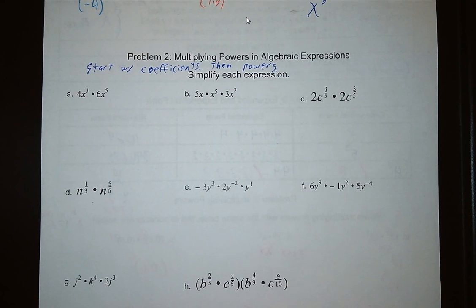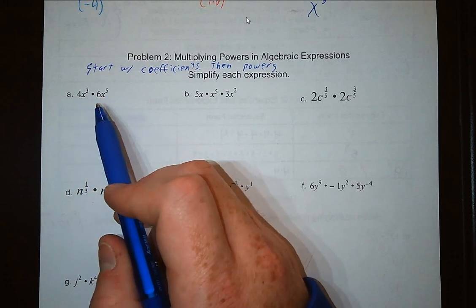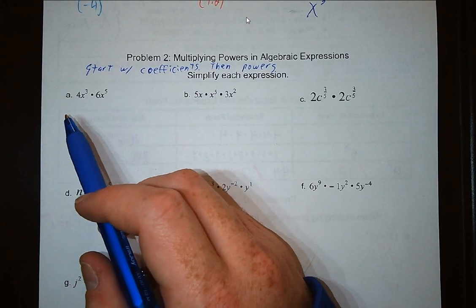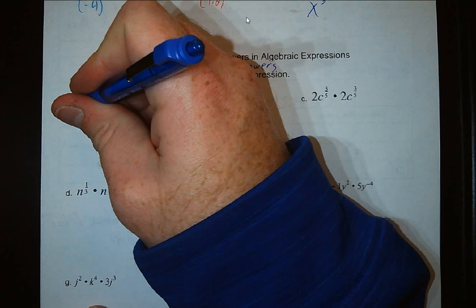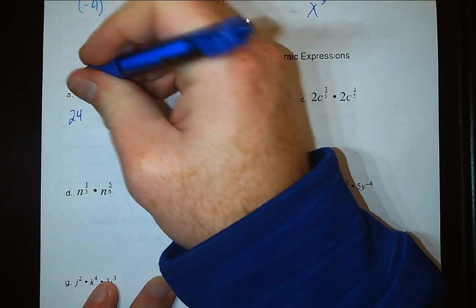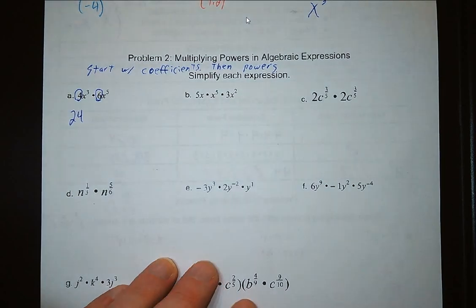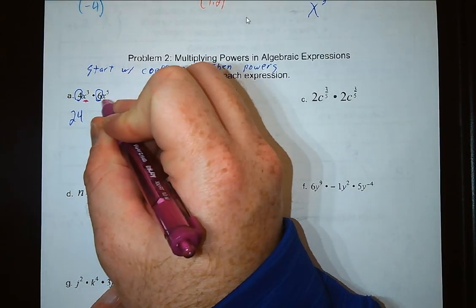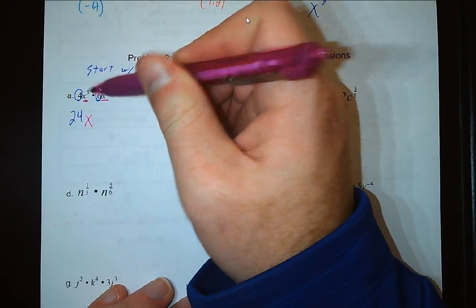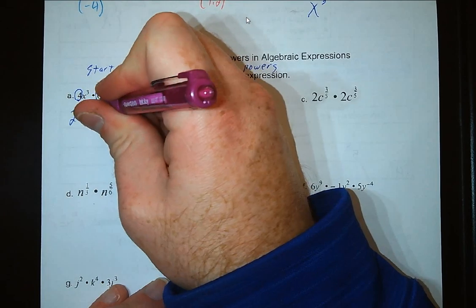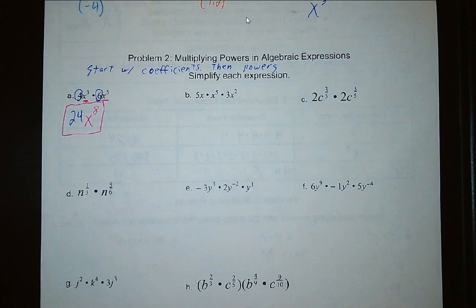So we have 4 times x cubed times 6 times x to the 5th. Well, if we said 4 times 6 first, we can do that. And 4 times 6 is going to be 24. So we multiply our coefficients first. Then we tackle our exponents. So we have a base of x. We have x to the third power and fifth power. 3 plus 5 is 8. So your final answer would be 24x to the eighth.